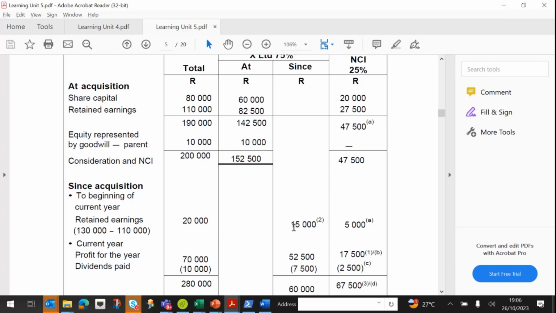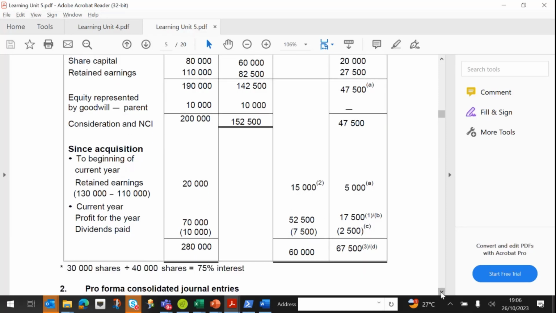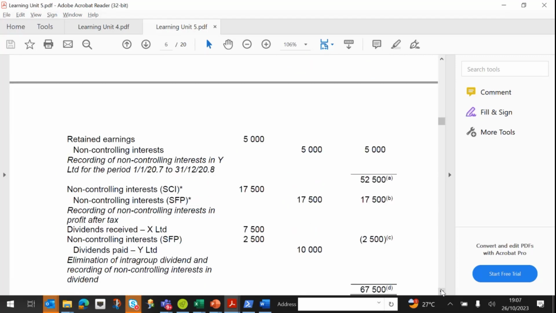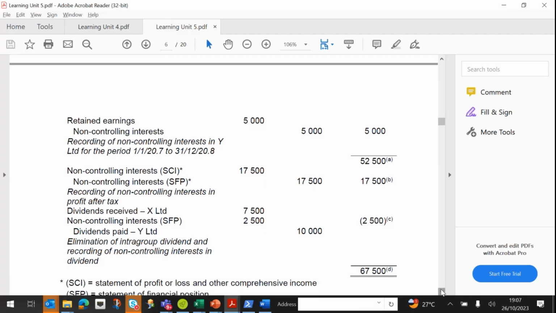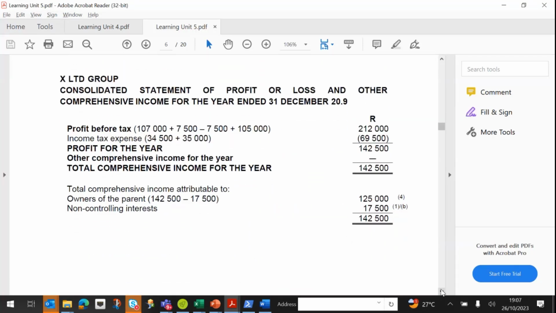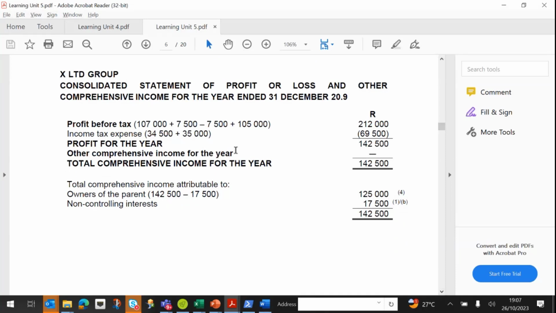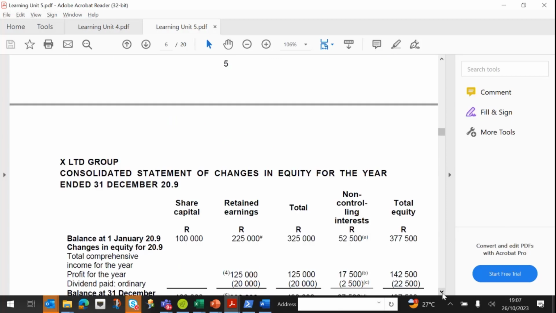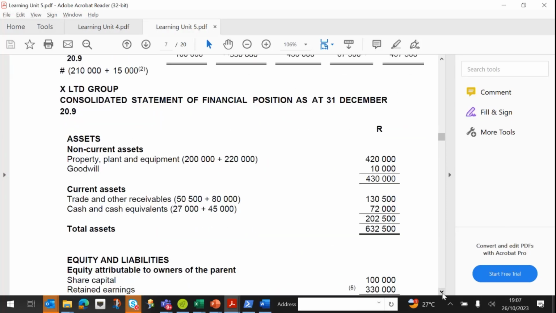Just look at the profit for the year, that 52,500, and then if you scroll down to the statement of financial position, 52,500. Okay, just some more, up until we get to the consolidated statement of financial position. Is it here? Is it just that there's no consolidated statement of financial position? Okay, there is position here.